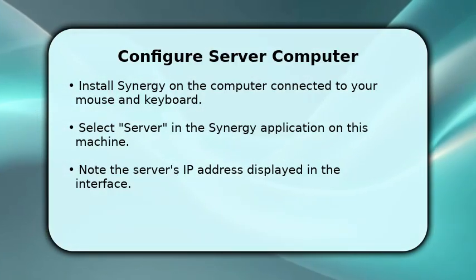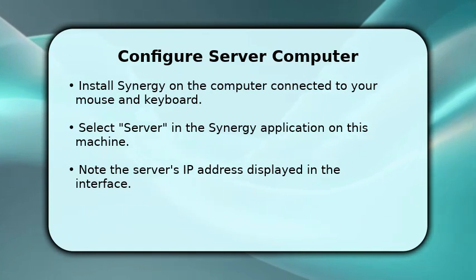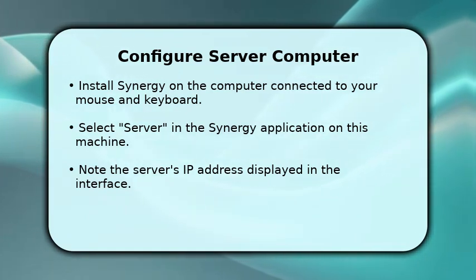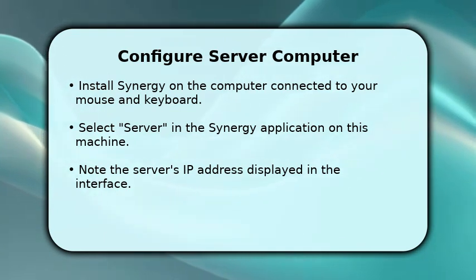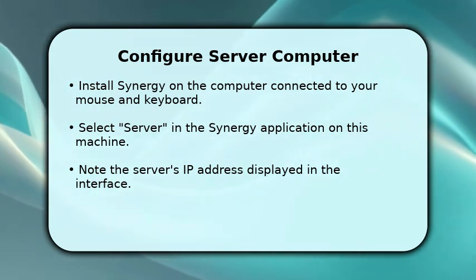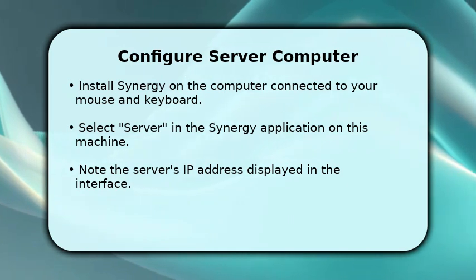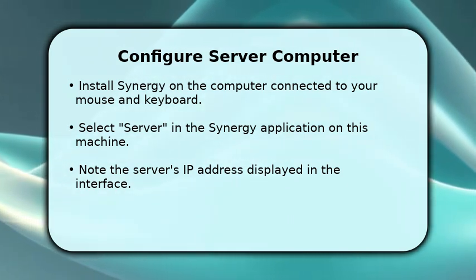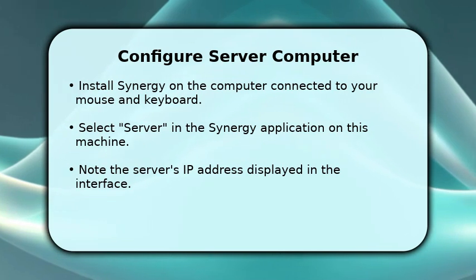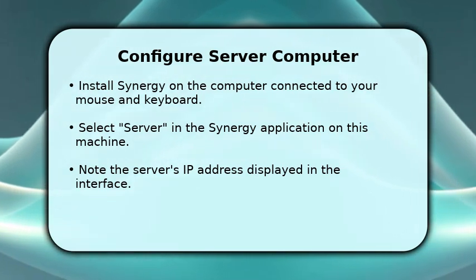On the computer where your primary mouse and keyboard are connected, open Synergy and choose the server option. This machine will broadcast its input to other computers. You'll see an IP address displayed. Make sure to write this down, as client machines will need it to connect. This step is crucial for establishing the central control point for your setup.